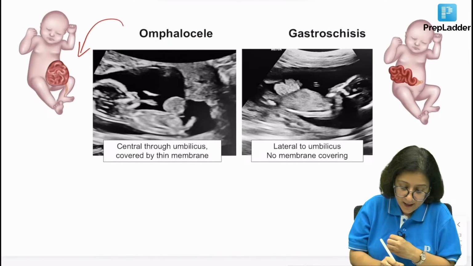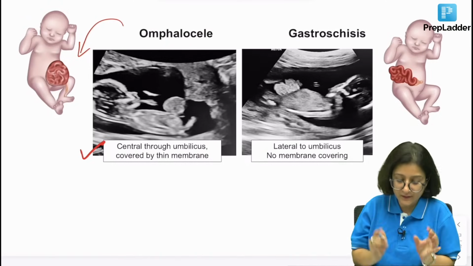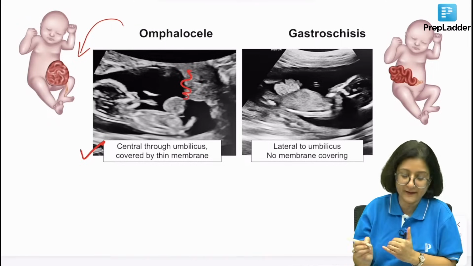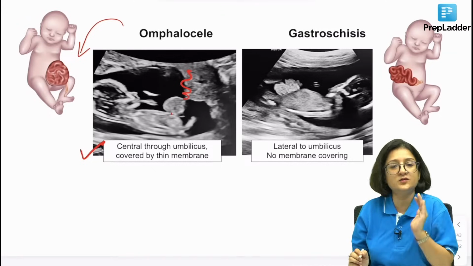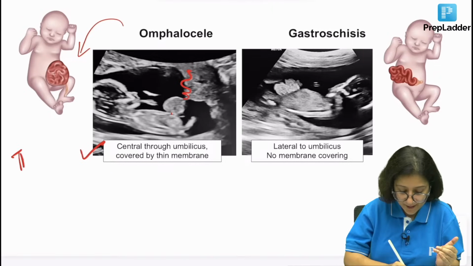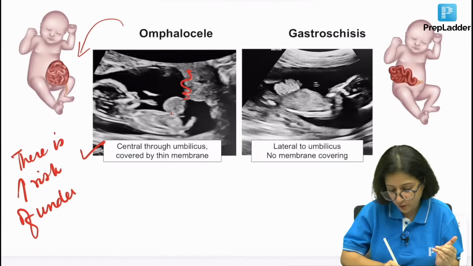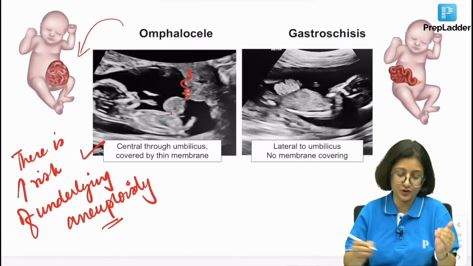So if they are giving you an image like this, they will tell you something. They will tell you that it is central, that it is covered by a thin membrane, or you will find the cord attached to this bulge here at the umbilicus. This is omphalocele, right? There is increased risk of underlying aneuploidy. So omphalocele is a major anomaly.